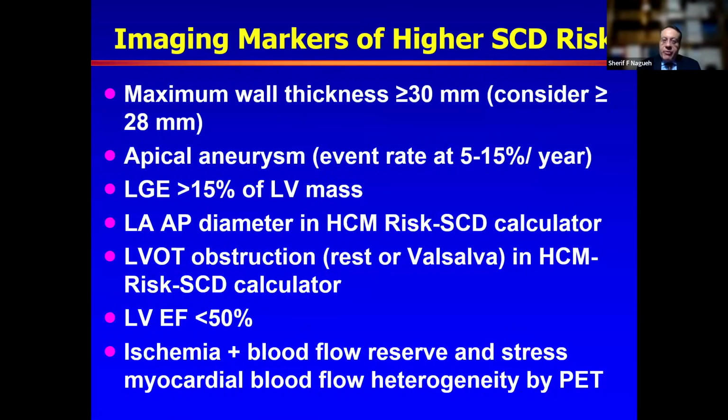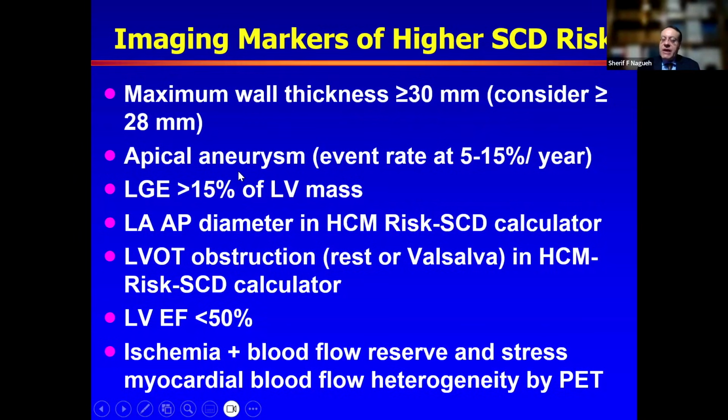I want to talk now about imaging markers to identify patients with a high risk of sudden cardiac death. A maximum wall thickness of at least 30 millimeters is considered one of these findings. However, if you think about it and ask, what is my reproducibility of measurement? If you see a case with a thickness of, say, 28 millimeters, that is also in the same ballpark range where we want to say this is indeed a finding of a high risk for sudden death.